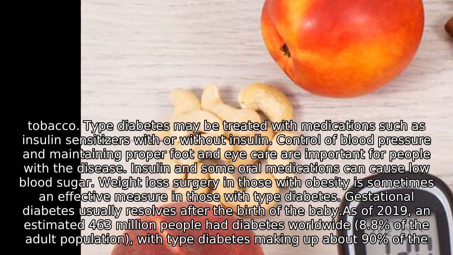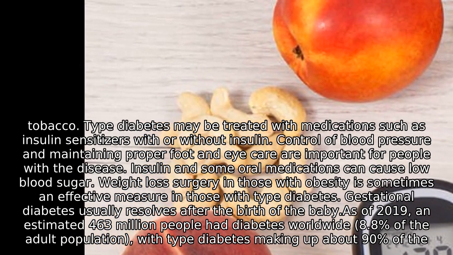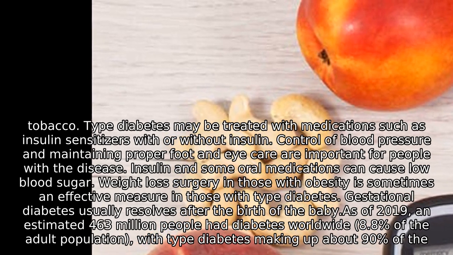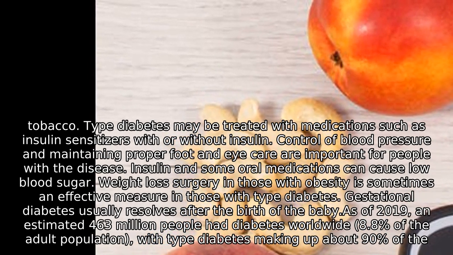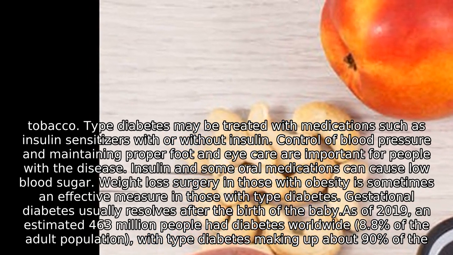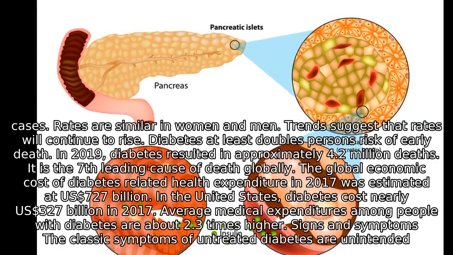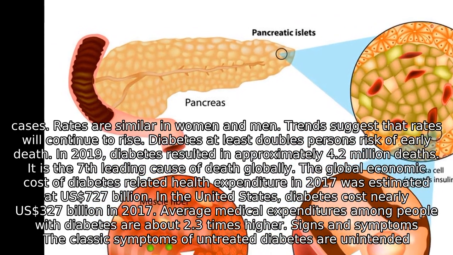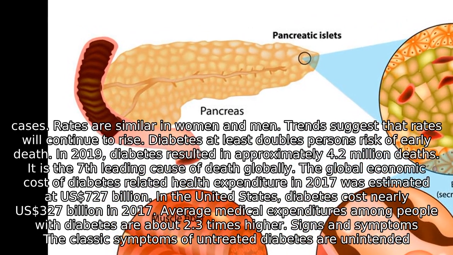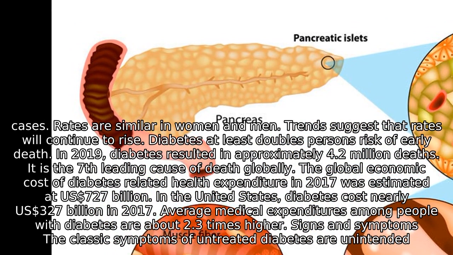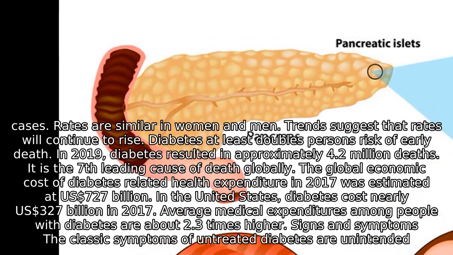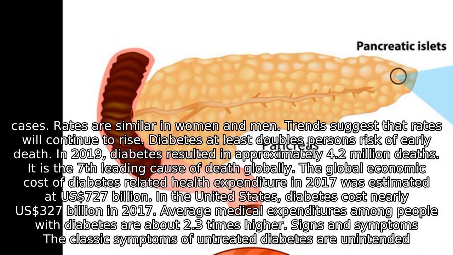As of 2019, an estimated 463 million people had diabetes worldwide, 8% of the adult population, with type 2 diabetes making up about 90% of the cases. Rates are similar in women and men. Trends suggest that rates will continue to rise. Diabetes at least doubles a person's risk of early death. In 2019, diabetes resulted in approximately 4.2 million deaths. It is the seventh leading cause of death globally.